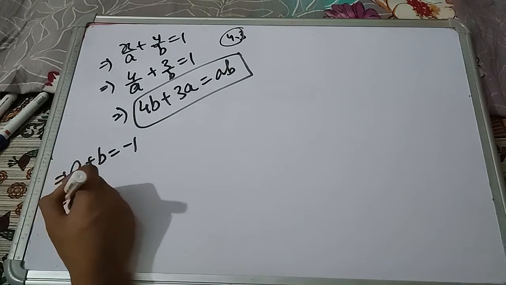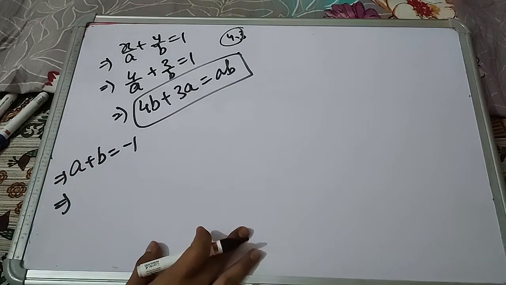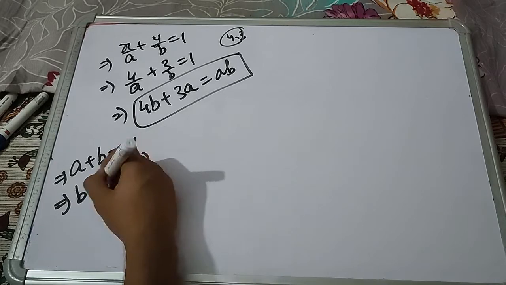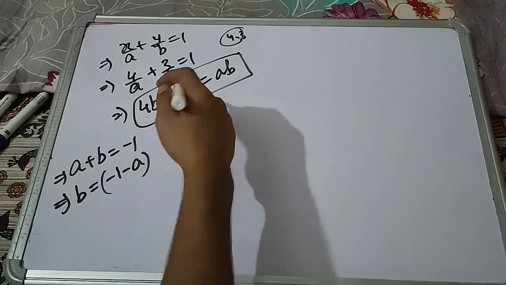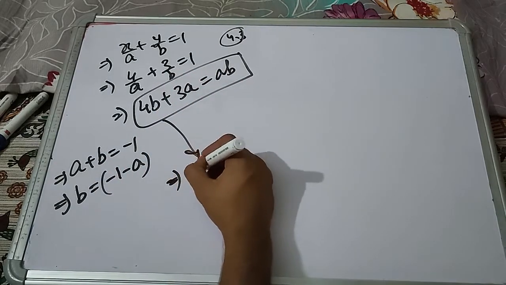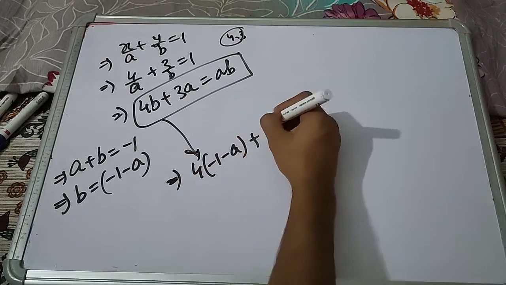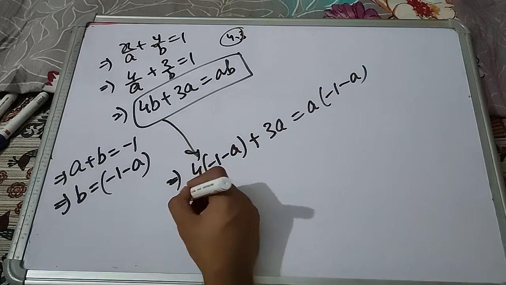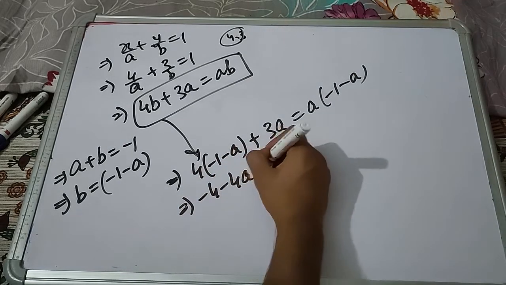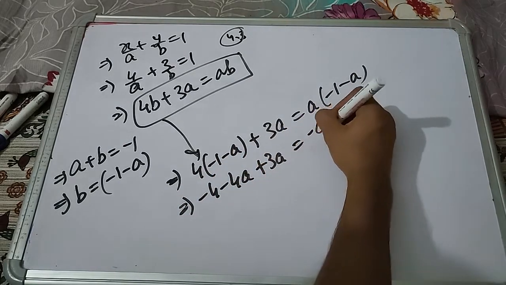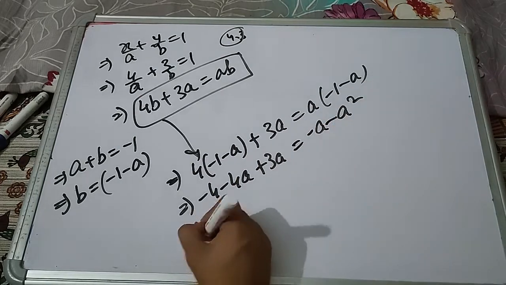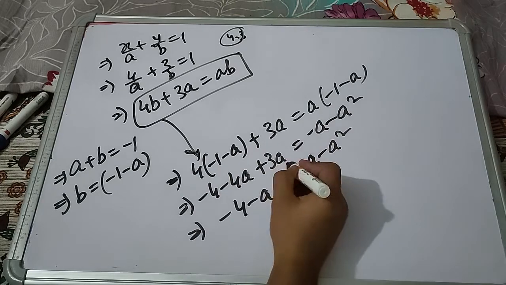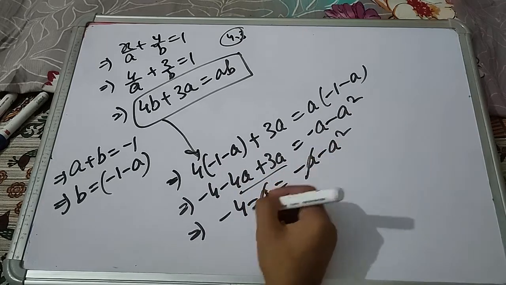This is actually a multiple choice question, but the easiest question of the lot of straight line. I hope you agree with me. Therefore, b equals minus 1 minus a, right? Now just put b in it and you will get your answer. This becomes 4 into minus 1 minus a plus 3a equals a into minus 1 minus a. Minus 4 minus 4a plus 3a equals minus a square. Minus 4 minus a equals minus a square, because this turns to minus a gets cancelled.